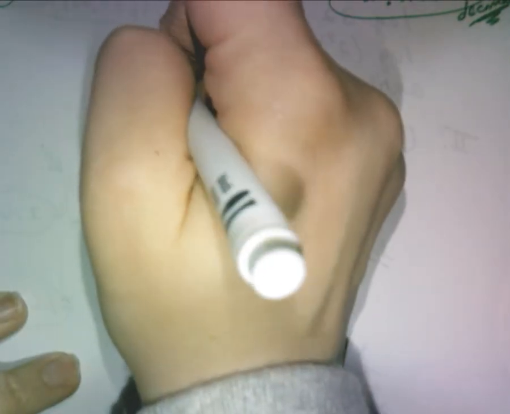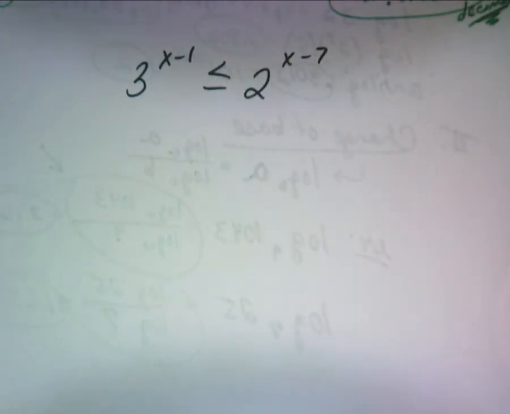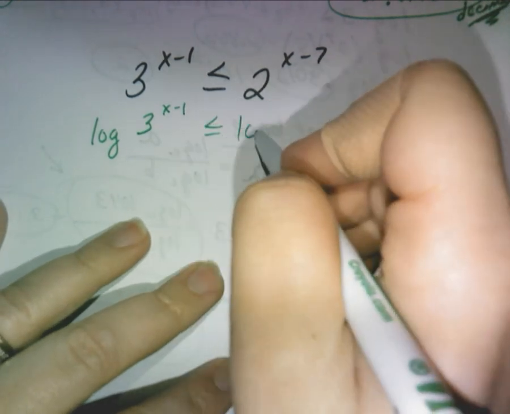So, 3 to the x minus 1 is less than or equal to 2 to the x minus 7. See, you can't do the whole, oh, let's write it as a logarithmic and do the whole whoop and turn it around. You can't, because you got x's on both sides. And you cannot take a base 3 and make it a base 2 or vice versa. So you have to do the log thing. So I'm going to write log in front of that. And I'm going to write log in front of that.